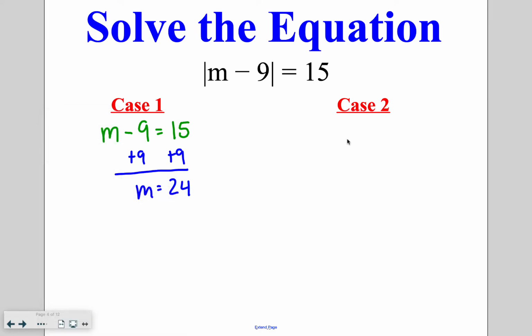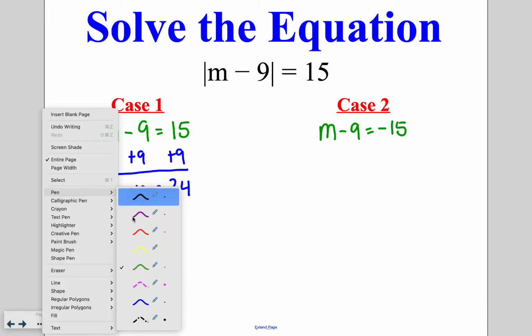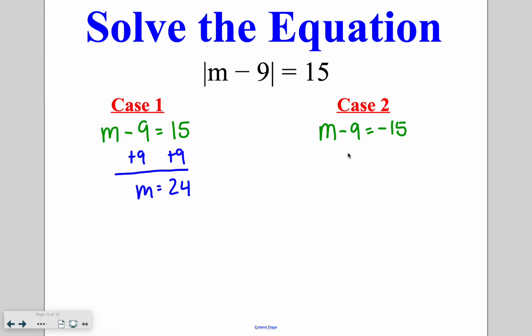On the other side, we have to solve a second part of the problem now, where it's set equal to the negative option. Because if this inside part is equal to negative 15, the absolute value is also 15. So we have a second part of the problem to solve.